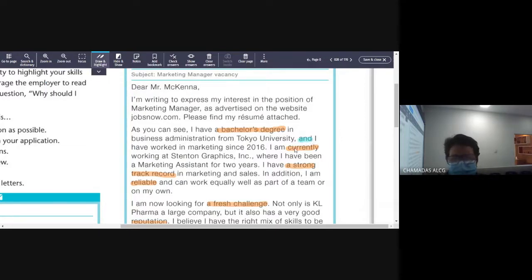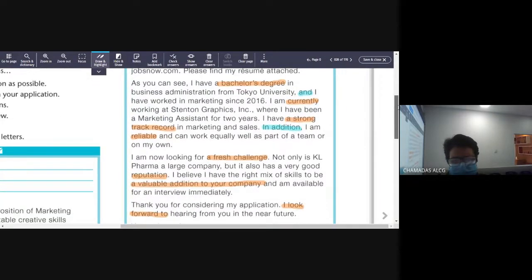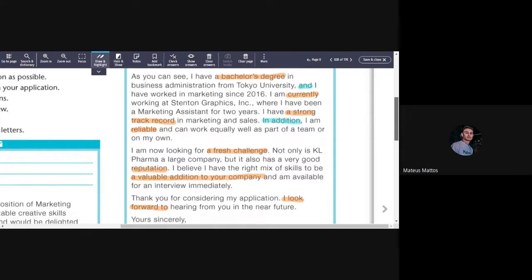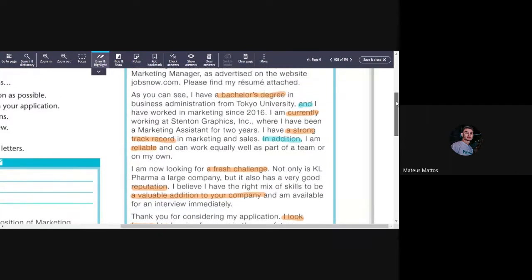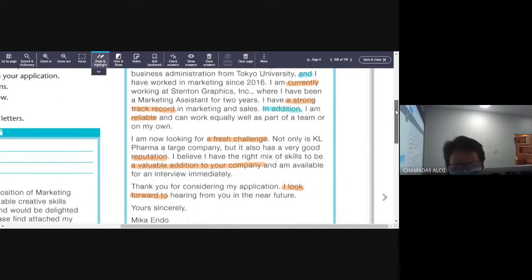Yeah, I'm using blue to highlight them as I find them. Not only, but not only. Yeah, we have here, and where is it? Not only, look, is KL, you see, question form. Not only is KL Pharma a large company, but it also has a very good reputation.